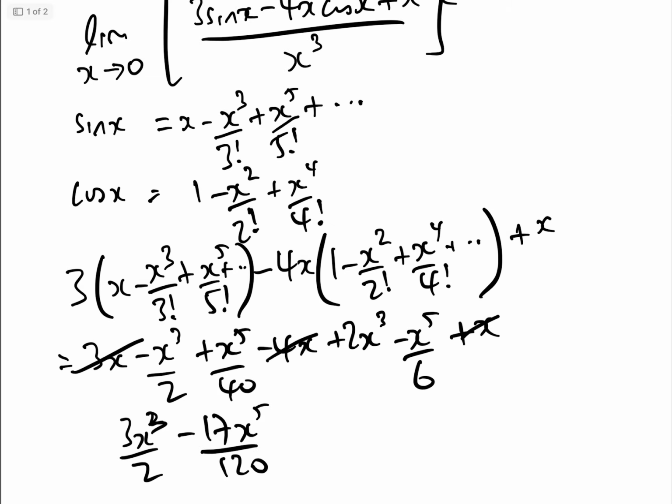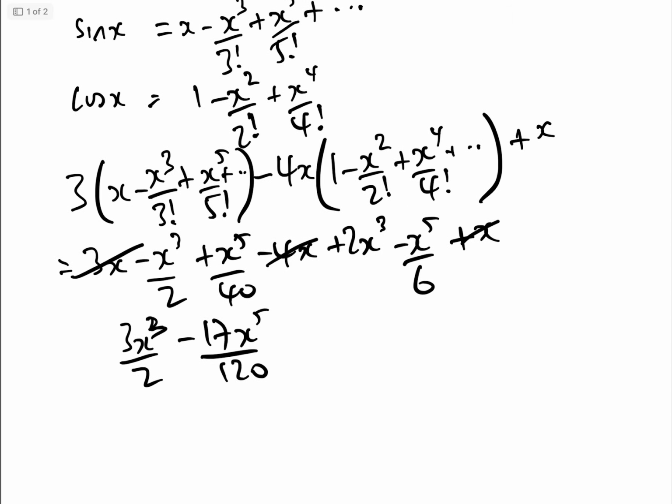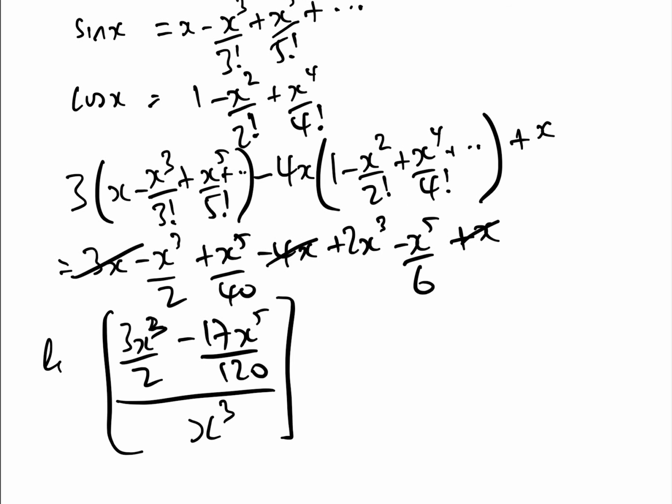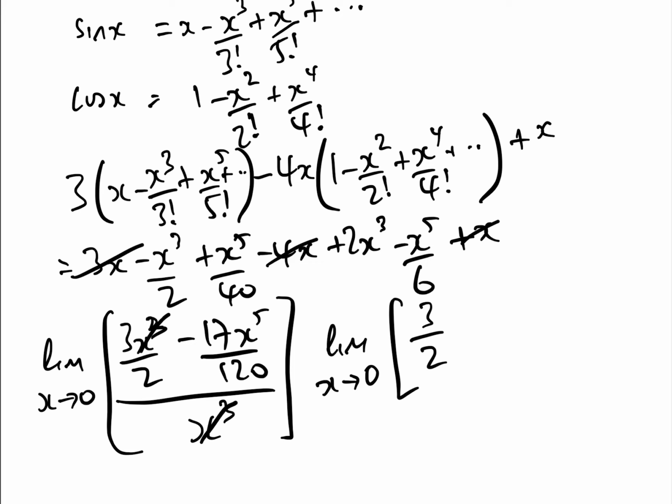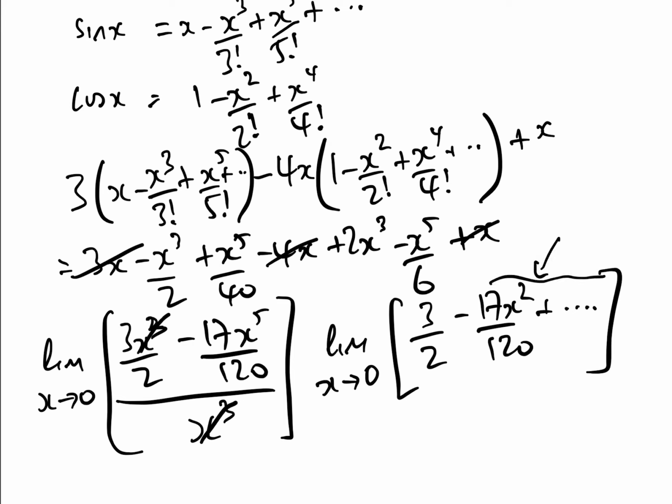That's the top line, remember, and we have to divide that by x cubed, and we want to find the limit of that as x approaches 0. The x cubed cancels there, giving 3 over 2 minus 17x squared over 120, add more functions of x, and obviously all of this lot approaches 0 as x approaches 0, which just gives us the answer of 3 over 2.